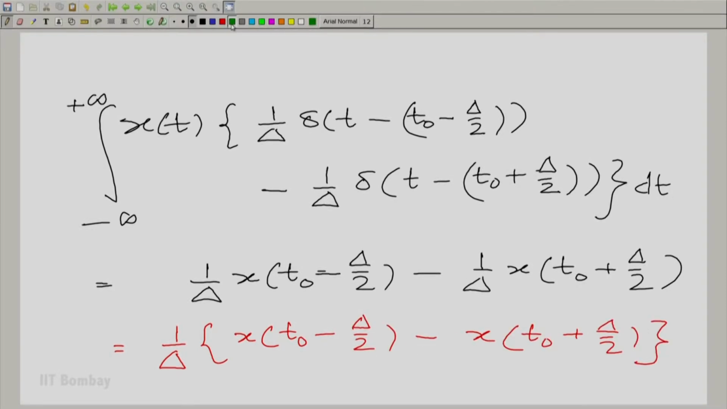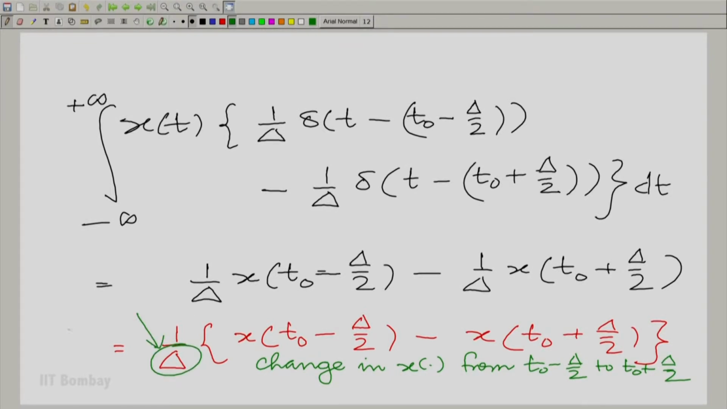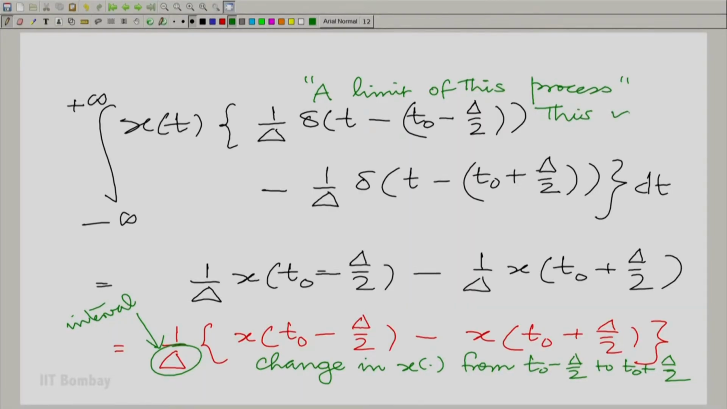So, essentially we are talking about a change in x between the 2 points divided by the interval between the points. And now we are asking that we take a limit of this. Now, what is the limit of this process? You have taken a change between 2 points very near one another. You are dividing by the interval and then taking a limit. It is nothing but the derivative. So, this is essentially the derivative.